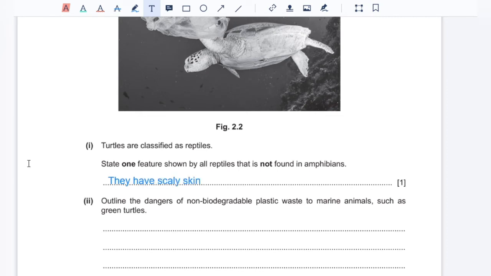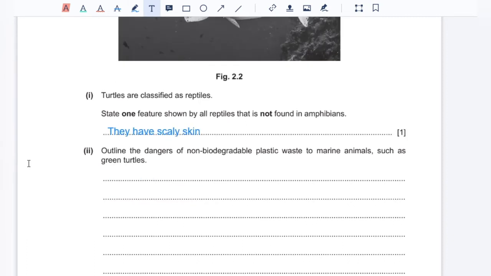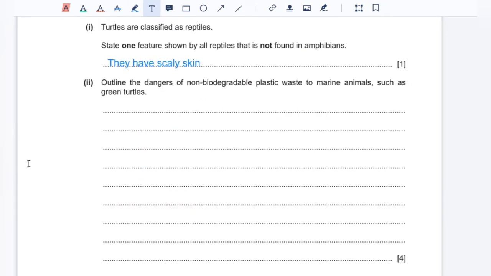2. Outline the dangers of the non-biodegradable plastic waste to marine animals such as green turtles. So the non-biodegradable plastic does not break down. It is going to remain intact in the ocean, and it could get wound up around the gills or mouth of the marine animals. This will make it difficult for the animals to breathe and gain nutrients through their mouth.